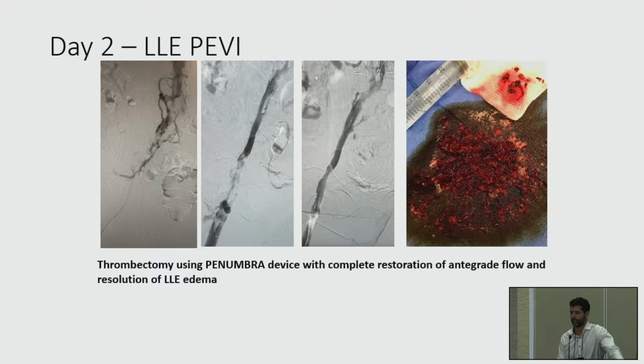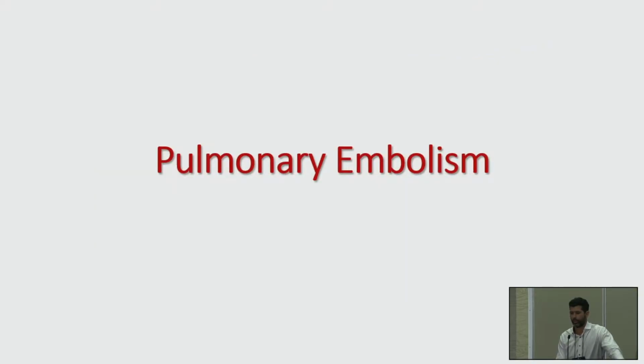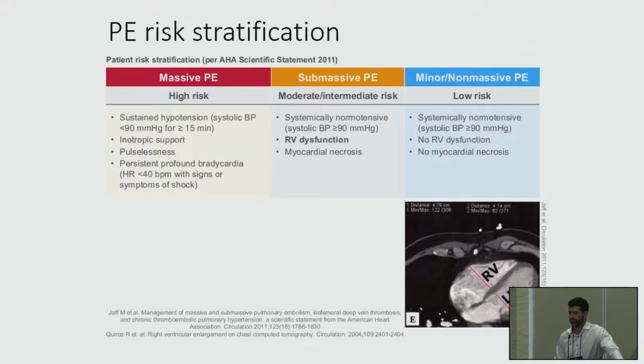And here there's the thrombus burden after suction thrombectomy. So she had a lot of thrombus in there. Now, what about pulmonary embolism?